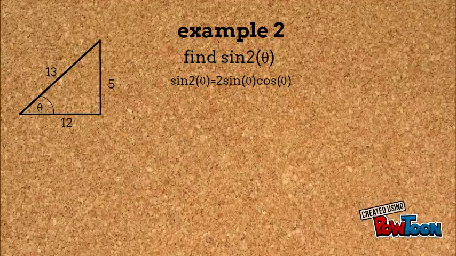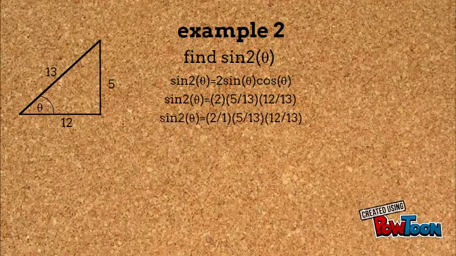Because we know that sine is opposite over hypotenuse and cosine is adjacent over hypotenuse, we can now fill in our real values. Our equation will now read sine of 2 theta is equal to 2 times 5 over 13 times 12 over 13. Since we are multiplying fractions, we can change 2 to 2 over 1, so that our equation will now read sine of 2 theta is equal to 2 over 1 times 5 over 13 times 12 over 13. Multiplying these, you will get sine of 2 theta is equal to 120 over 169.